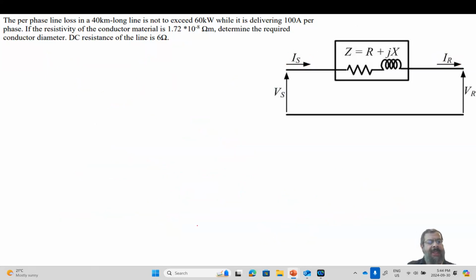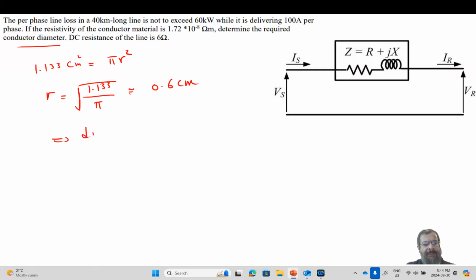Now this area, the 1.333 centimeter square, is equal to pi r square. So your r is equal to the square root of 1.333 divided by pi, and this will give me around 0.6 centimeter. So they are asking for the diameter. So your diameter is equal to 2r, or approximately 1.2 centimeter. So as you can see here, it's a very simple, very straightforward question.